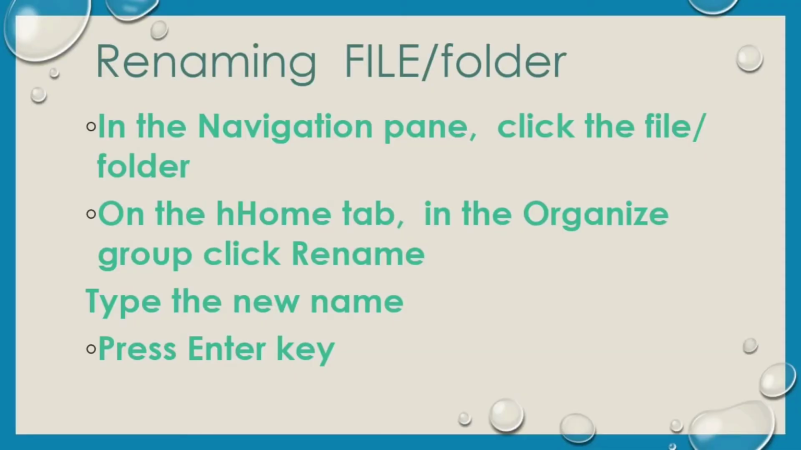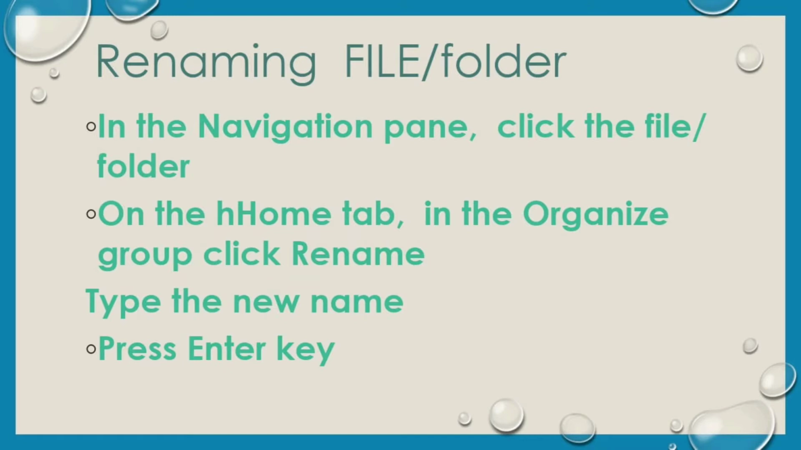And the next step, how to rename a file or folder. We can change the name of an existing file or folder. For that purpose, in the content pane, click the file or folder you want to rename. Again, click on the Home tab, in the Organize group, and click Rename. And type a name and press the Enter key.